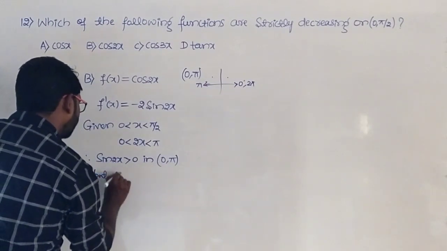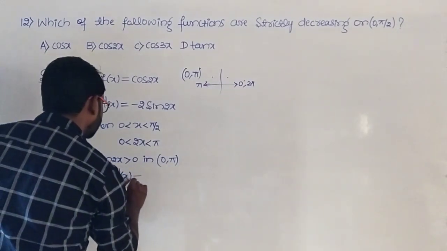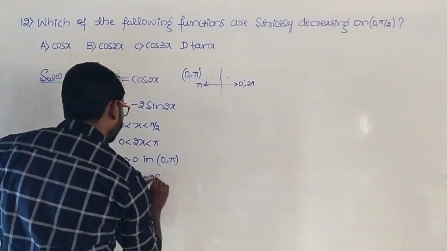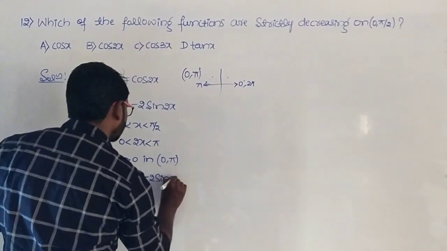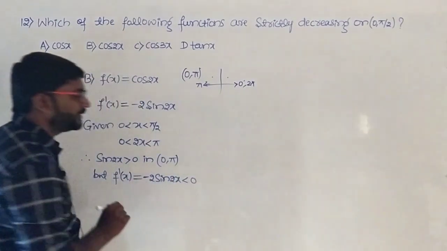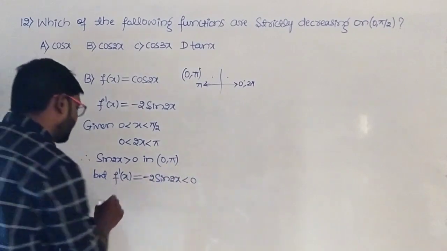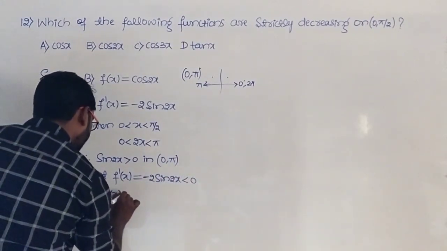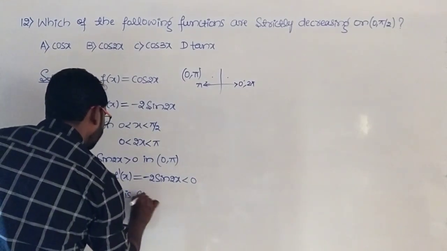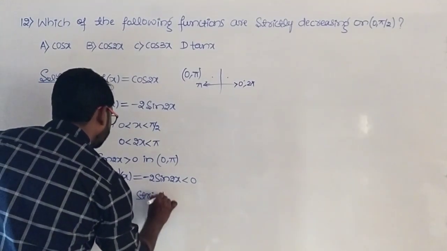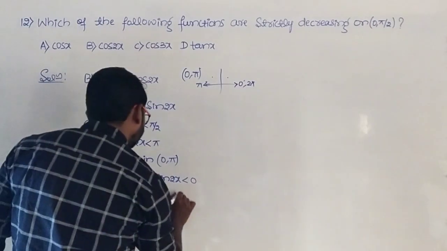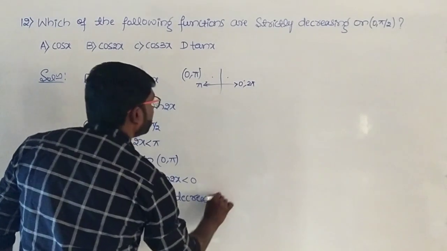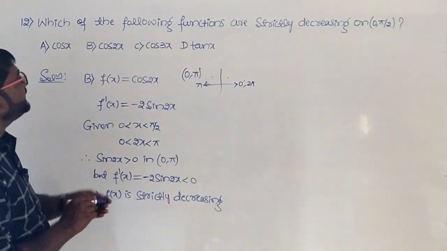But f dash of x, which is equal to minus 2 into sine 2x, will be less than 0. It is strictly decreasing. This implies f of x is strictly decreasing. So we are done with the second case as well.